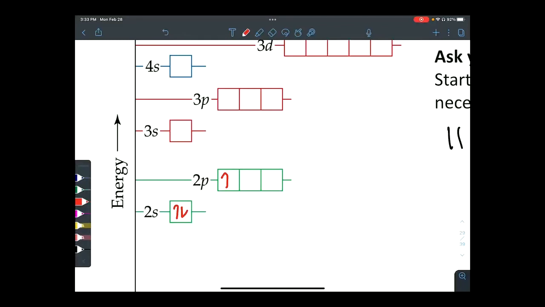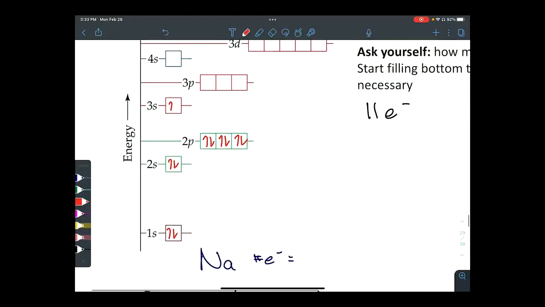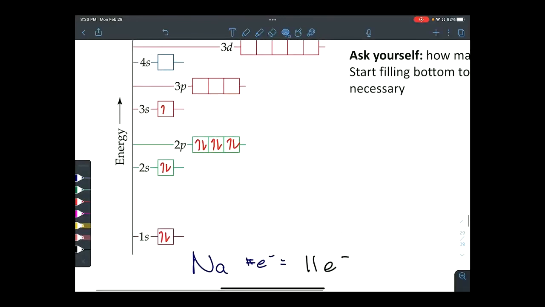Where do I put my 6th electron? The next box. So I don't do that. No, right? Don't do that. You put it in the next box, then the next box. So how many is that? 1, 2, 3, 4, 5, 6, 7, 8, 9, 10. And then 11. So that would be what the electron diagram would look like for sodium.